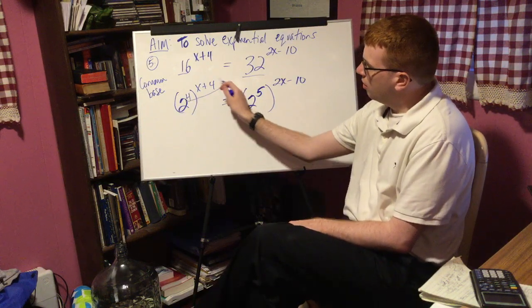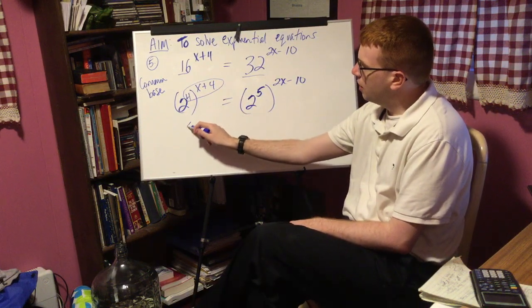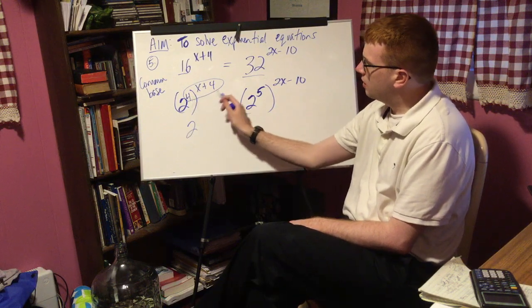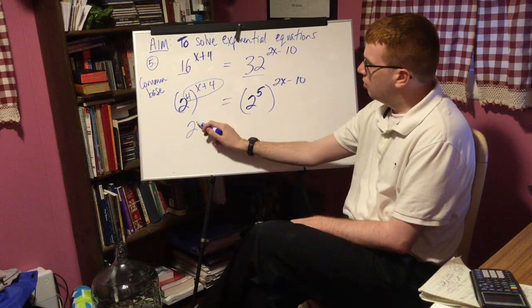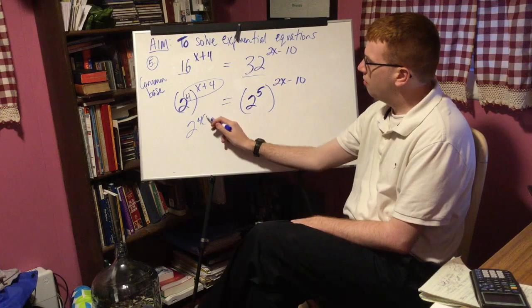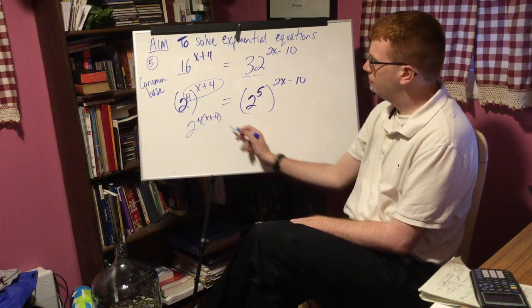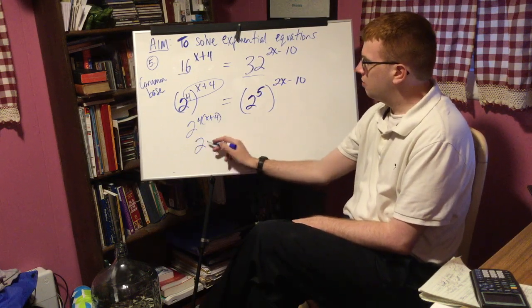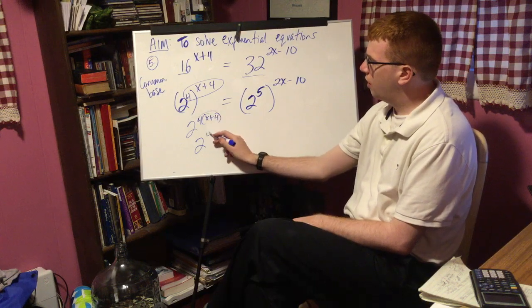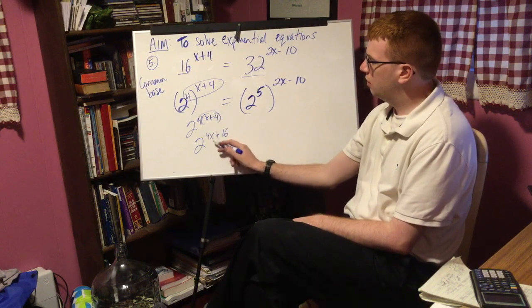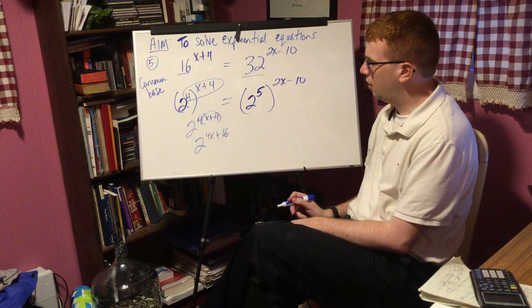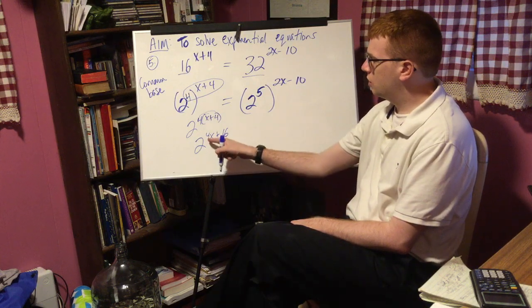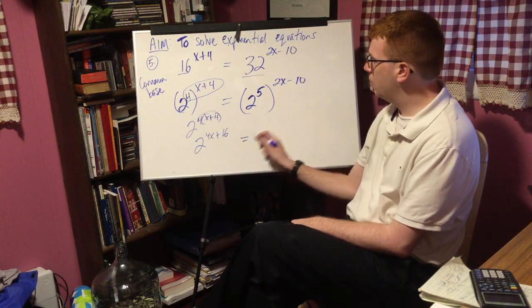We're going to use the power rule. The base stays 2, and these are going to be multiplied. We're going to multiply the 4 by the x plus 4, which is going to come out to be 4x plus 16 in your superscript or your power. 2 is raised to the 4x plus 16 over here.